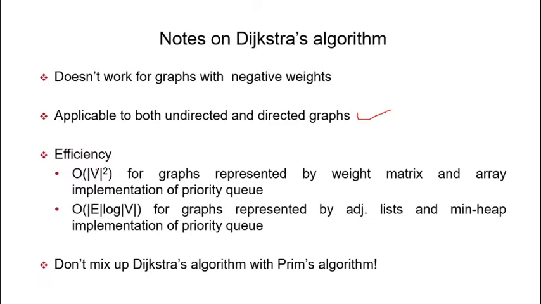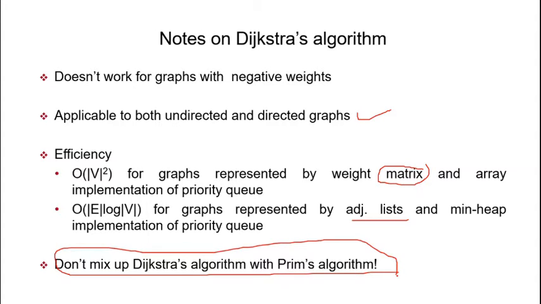Similarly, we can show that it is n squared for a graph represented by a weight matrix, using the matrix representation here. But for the adjacency linked list, it will end up as big O of E times log V, E for the edges, V for the vertices. So E times log V here. Maybe we can assume that's similar to n log n. Don't mix up this algorithm with Prim's algorithm, because there is a subtle difference.